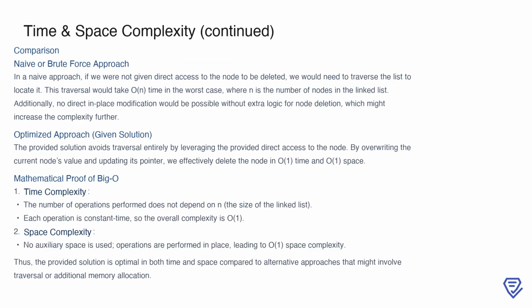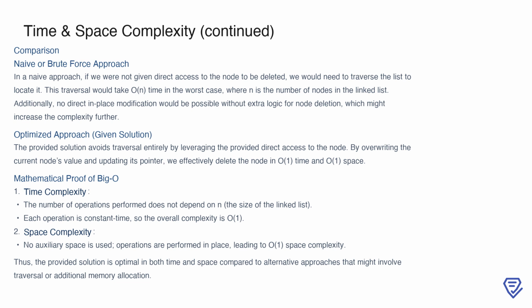To put this into perspective, let's compare this solution with a naive or brute force approach. In a brute force method, if we were not given direct access to the node, we would need to traverse the linked list to locate it. This traversal would take O(n) time in the worst case, where n is the number of nodes in the linked list. Furthermore, deleting a node in such a setup might involve additional logic, potentially increasing the complexity. In contrast, the optimized solution we are using avoids traversal entirely.